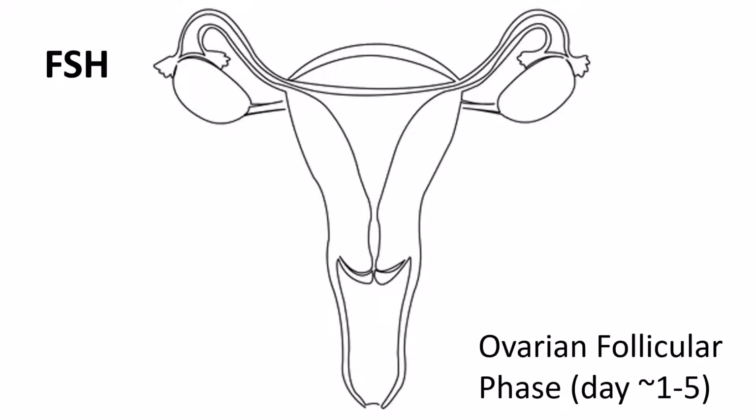In the ovaries, FSH causes follicles to grow, which will increase estrogen production. This is the follicular ovarian phase. 5 to 8 follicles will begin to develop. As estrogen rises, the pituitary gland aids in secreting less FSH and more LH.